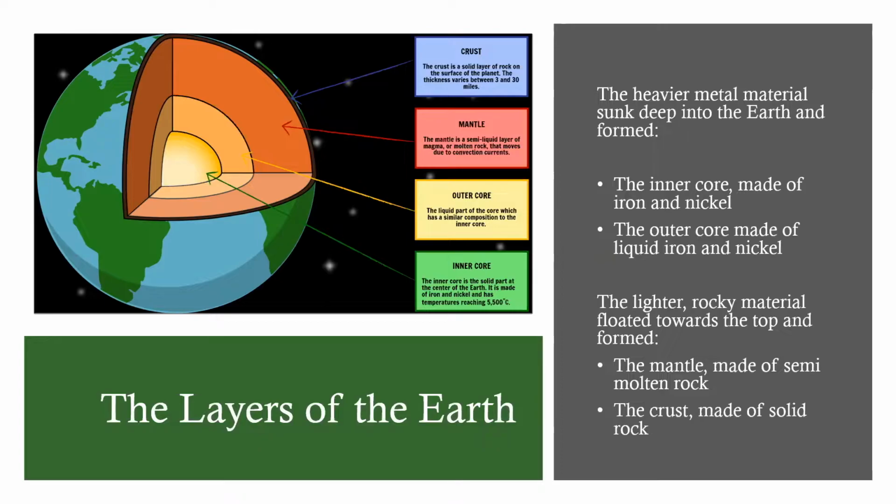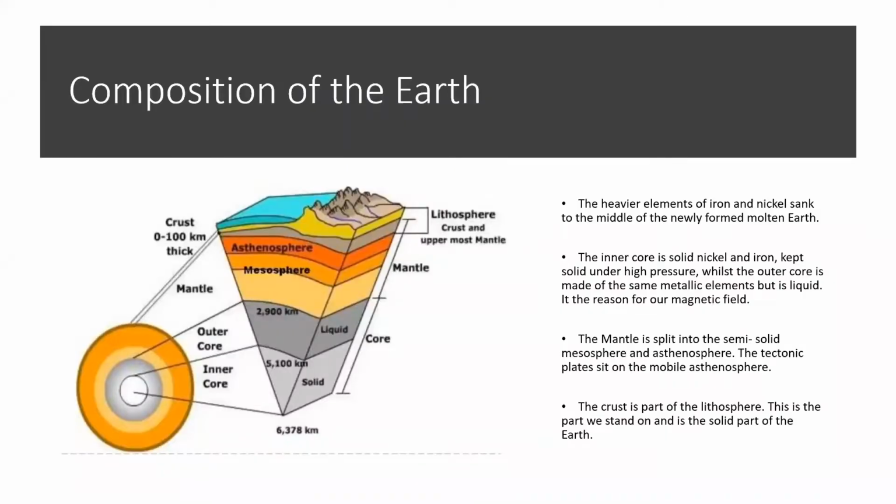The lighter, in comparison to the metal, rocky material floated towards the top and formed the mantle, which is made of semi-molten rock. It's not entirely molten, the mantle, and the crust is made of solid rock. So we'll look at that in a bit more detail. The composition of the Earth in a bit more detail. We don't need to know too much more about the inner and outer core. Just know they're made of iron and nickel, and that they are responsible for the magnetic field.